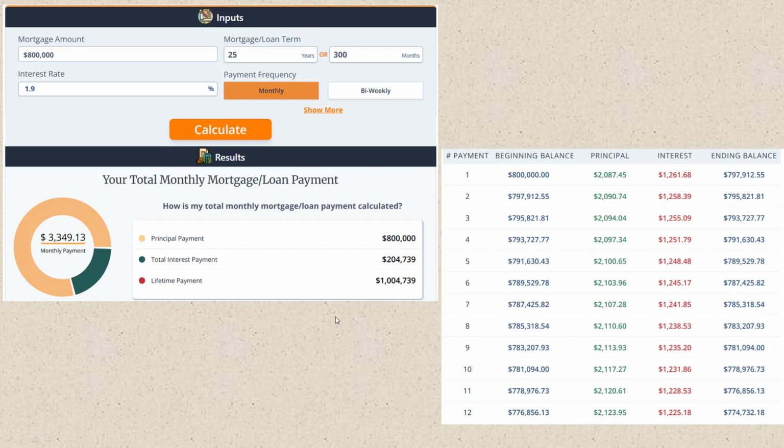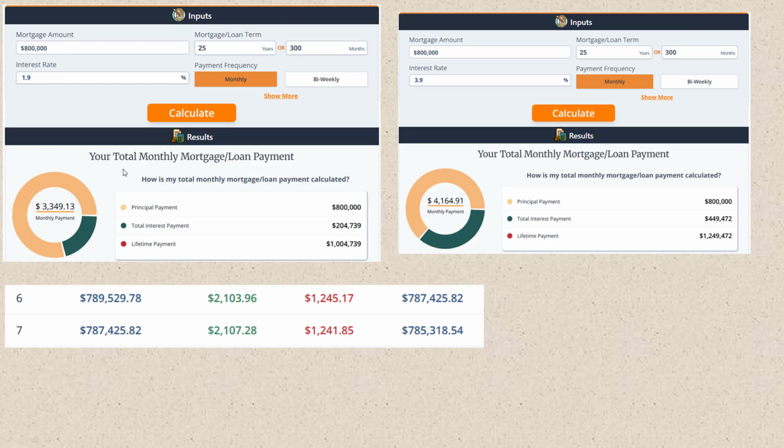Now, let's say you have a variable rate mortgage. So we're going to go on to another example. This is the same one from the previous page. Now, look what happens. Let's say the interest rate jumped 2%, 1.9 to 3.9. If you were renegotiating your mortgage in this case, then instead of paying $3,349 a month, you'd be paying approximately $4,165 per month. Notice it's a lot more because the interest rate has pretty much doubled. And compare the total interest, about $205,000 and almost 450.